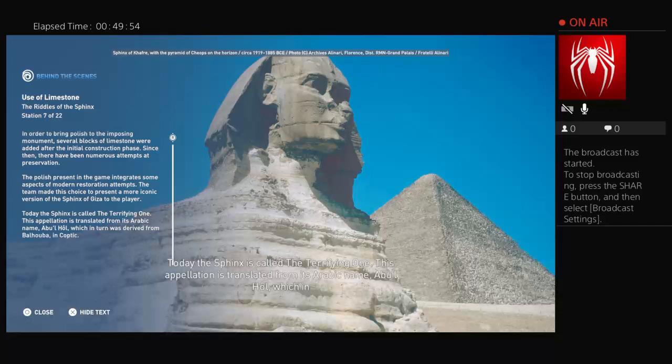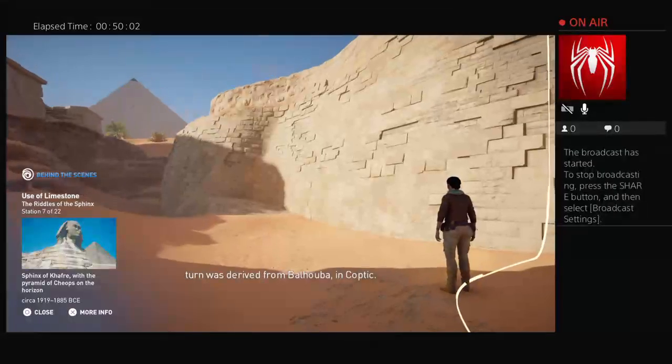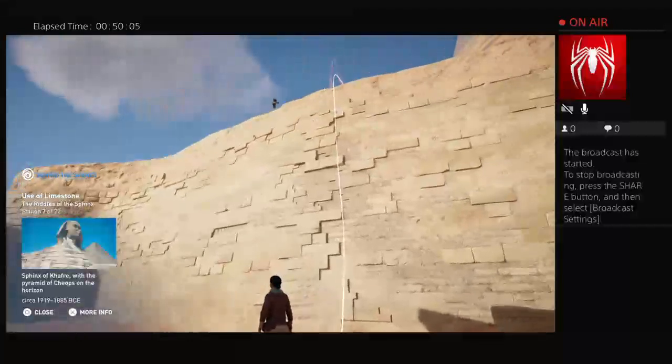Today, the Sphinx is called the Terrifying One. This appellation is translated from its Arabic name, Abu al-Hal, which in turn was derived from Balahwa in Coptic.